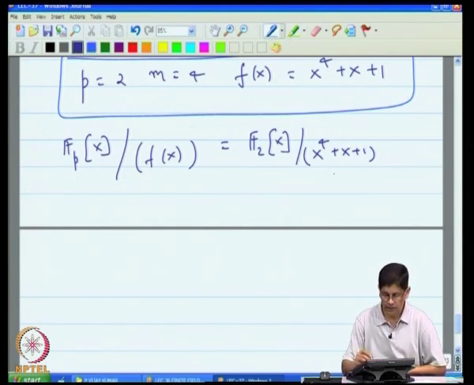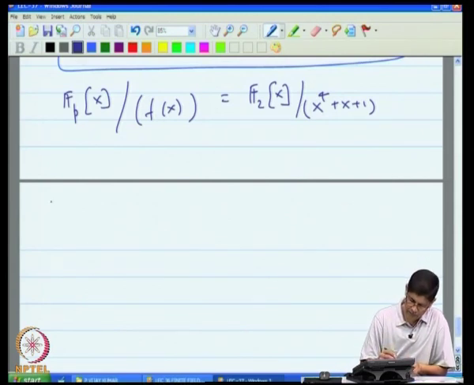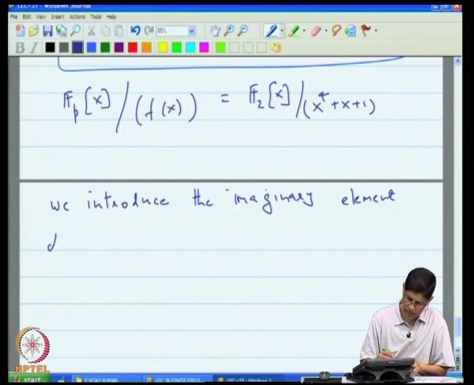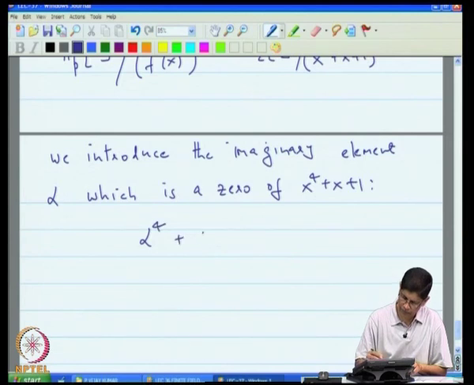Now, a word about this. This is saying that since you are free to discard multiples of x^4 plus x plus 1, that means that you can actually replace x^4 by x plus 1. So, what we will do is, instead of working in terms of the x's, we introduce the imaginary element alpha, which is a 0 of x^4 plus x plus 1. So, what we mean is that alpha^4 plus alpha plus 1 equals 0. So, we assume that that will be our starting point.